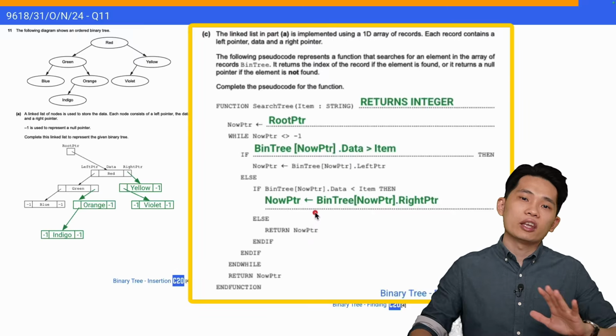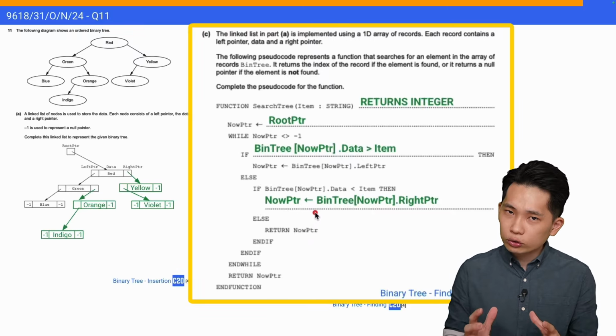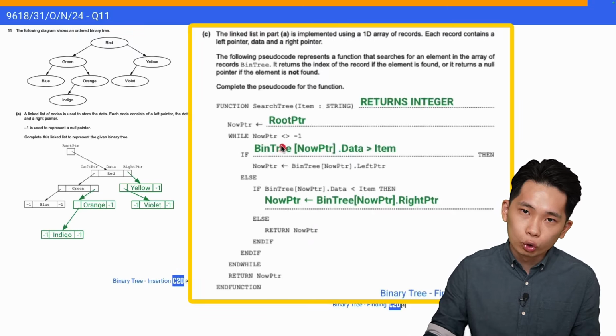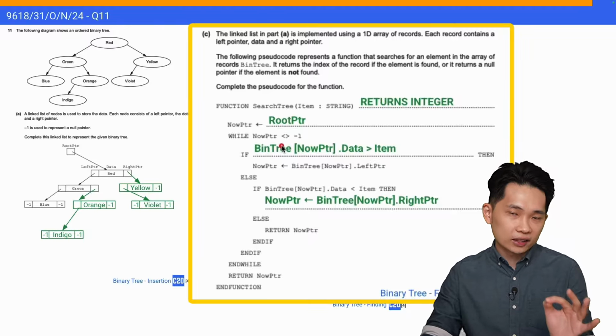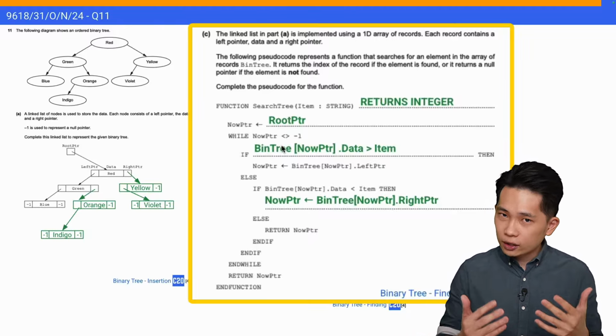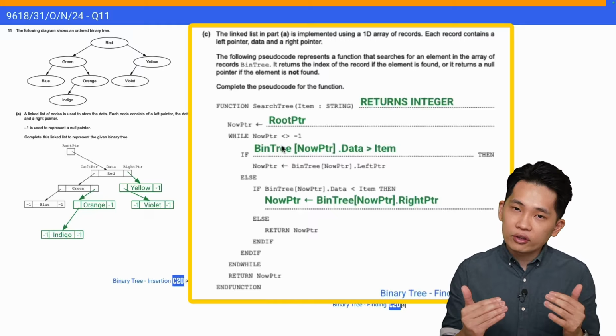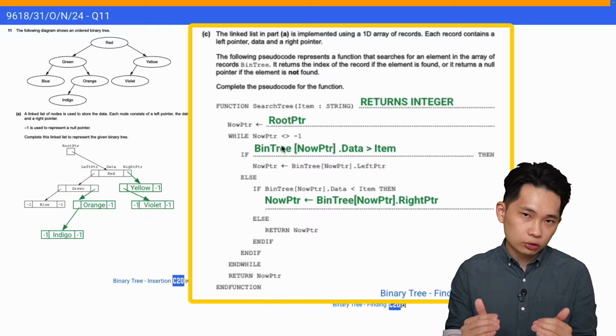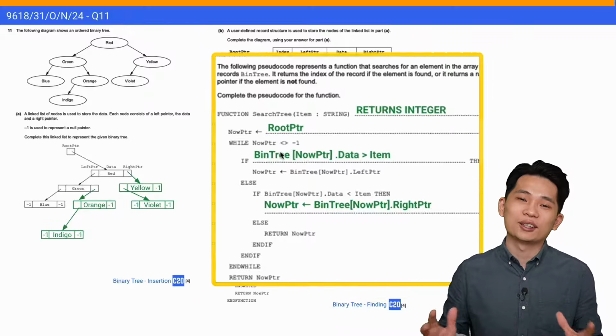And let's say if you are unable to find the value in the binary tree, meaning that we have exited the loop due to the null pointer being -1, we will return -1. Therefore, this pseudocode can either return the corresponding index if it manages to find an element in the binary tree, else it will return -1.